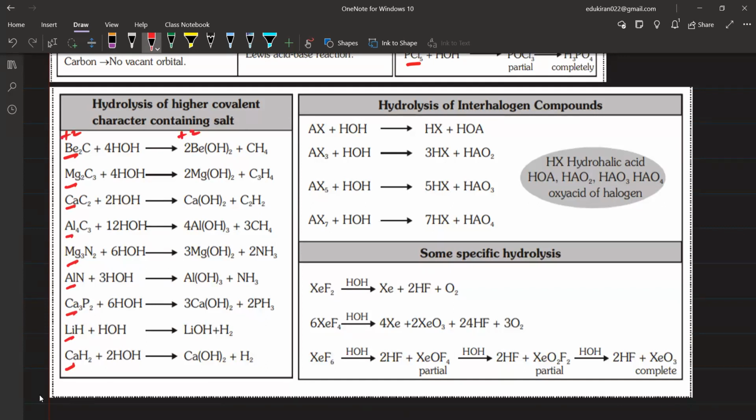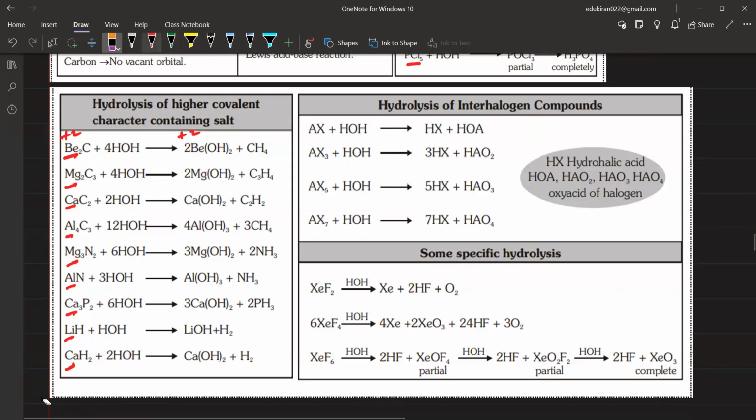Then you have to remember hydrolysis of interhalogen compounds. Now, interhalogen compounds are of 4 types. You can have, for example, आपके पास है ICl. ठीक है? So you have this one compound, ICl. Then you can have ICl3, or you can have IF5, IF7, these types of compounds.